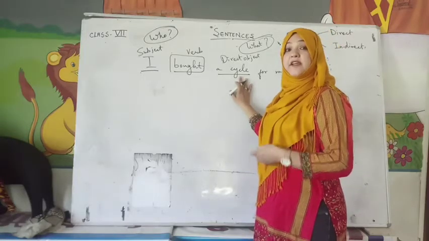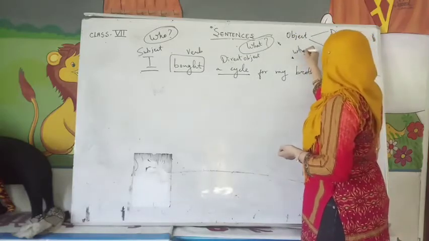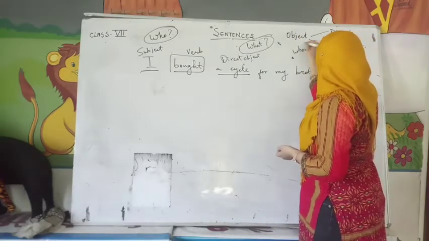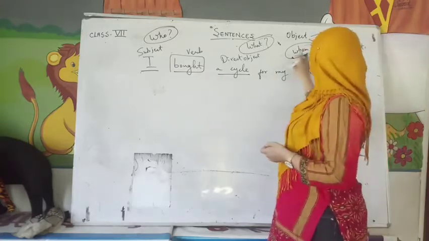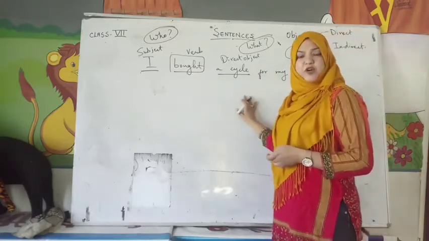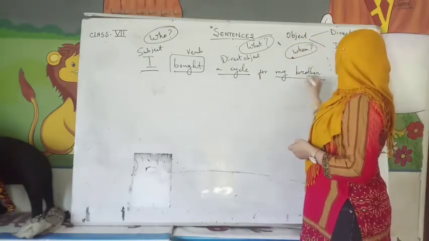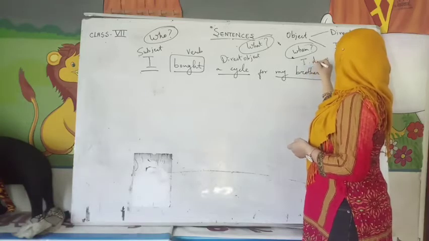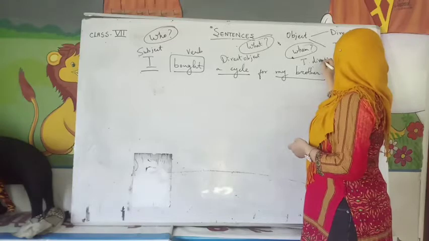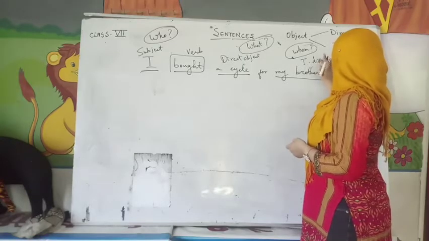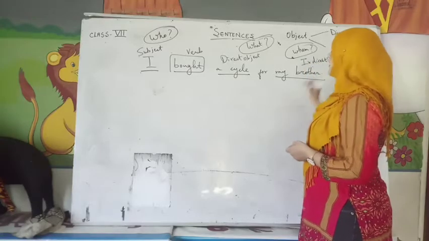To find indirect object, we ask the question whom. किसके लिए? Alright. So again to the verb we'll ask the question, whom did we buy the cycle for? किसके लिए खरीदी? For my brother. So my brother is indirect object. Understood everybody? बात समझ में आ गई? Yes? So this is indirect object.